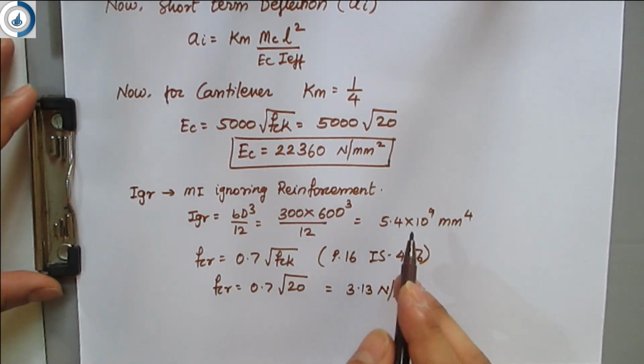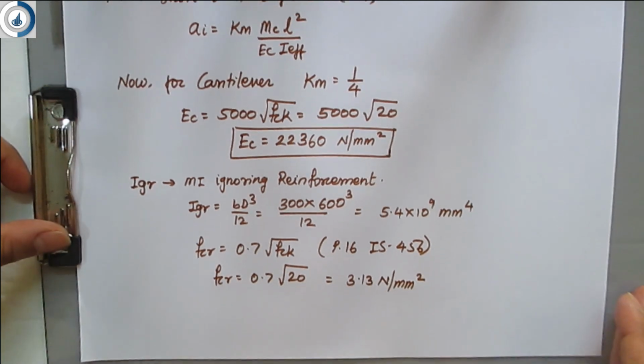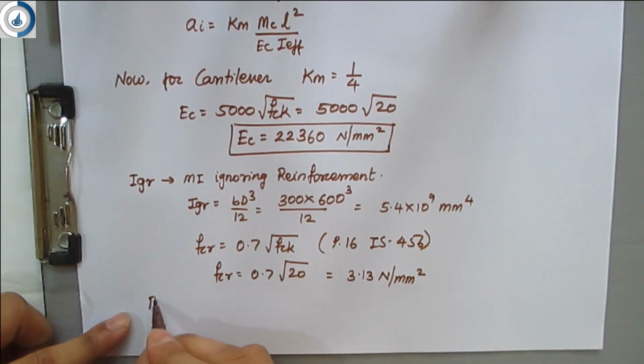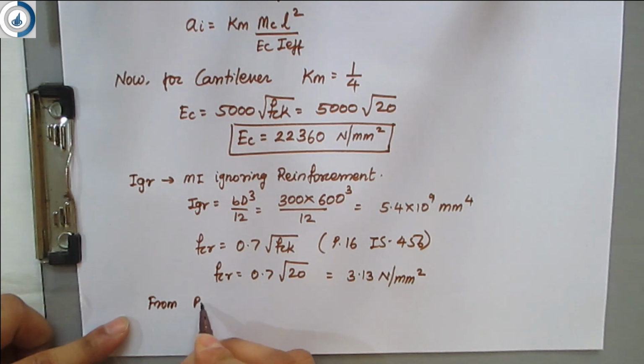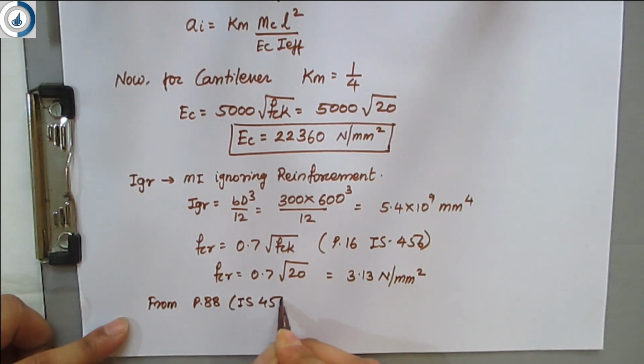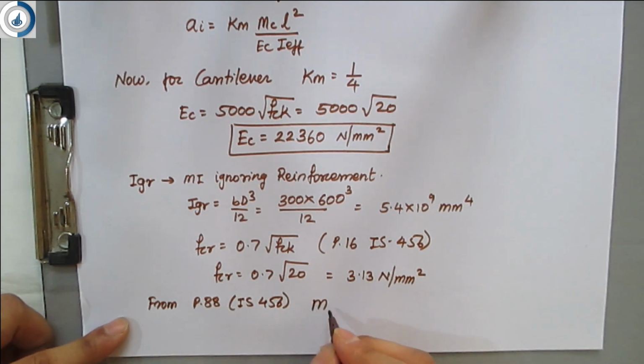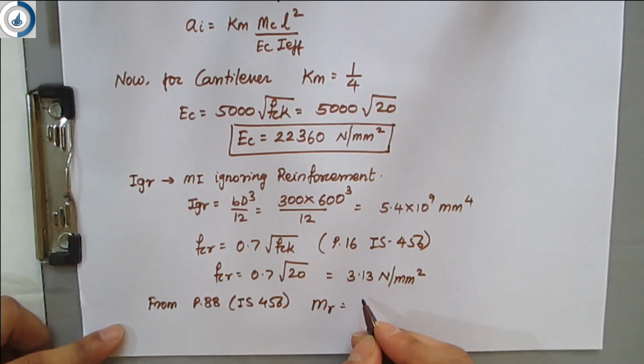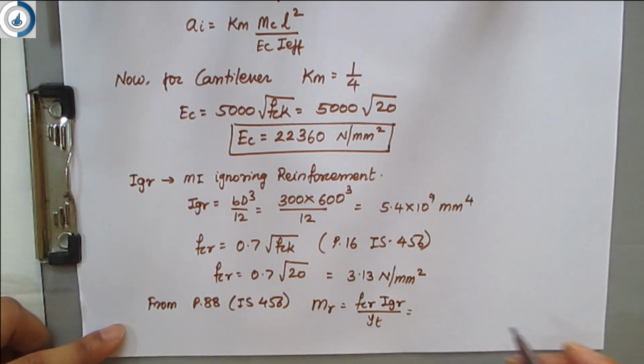Then from page number 88 of IS 456, which we have just seen, Mr, that is the cracking moment, is given as fcr Igr divided by yt. Just now I have shown you page number 88.